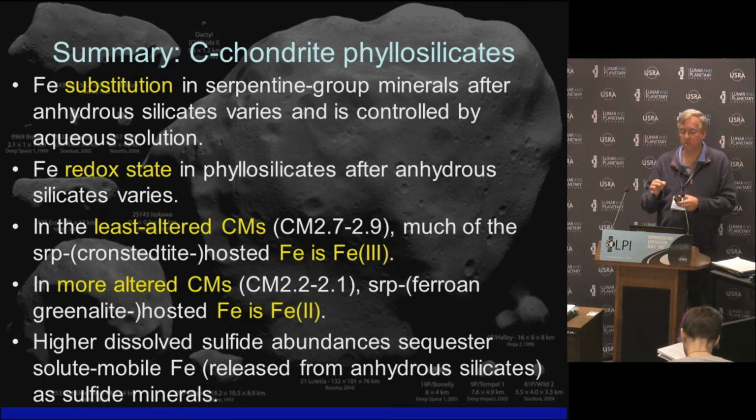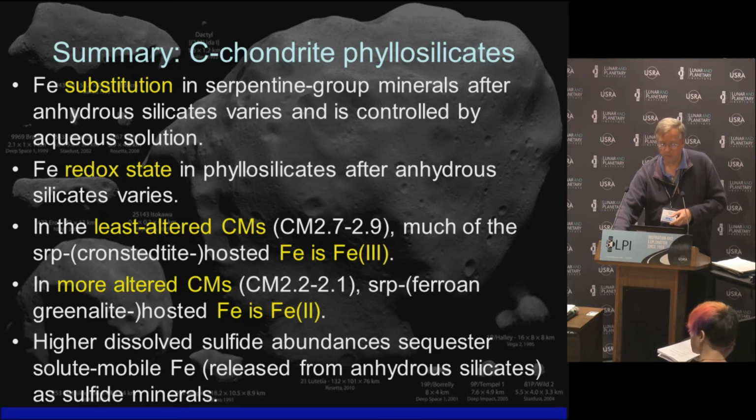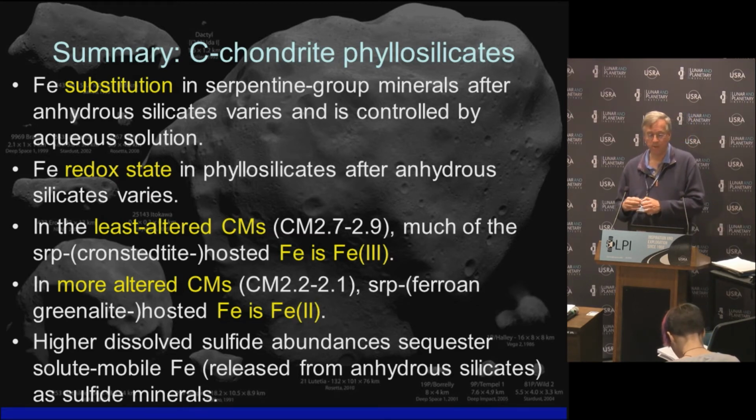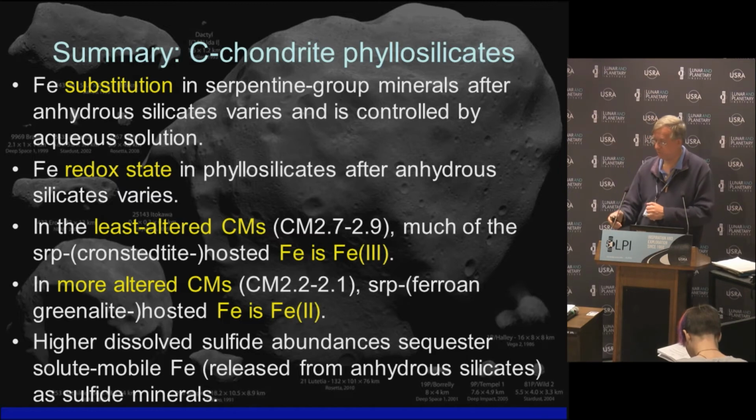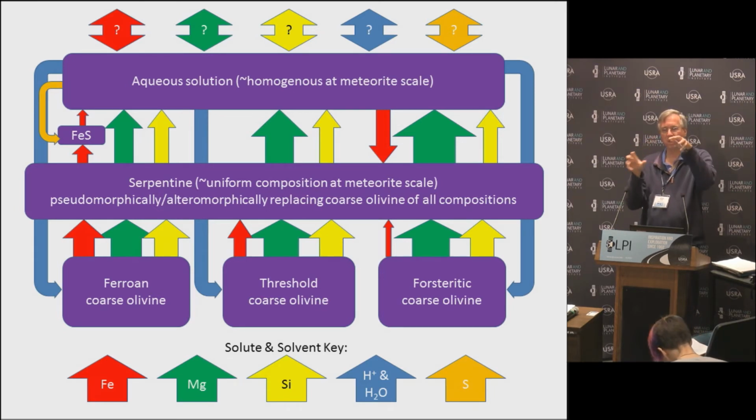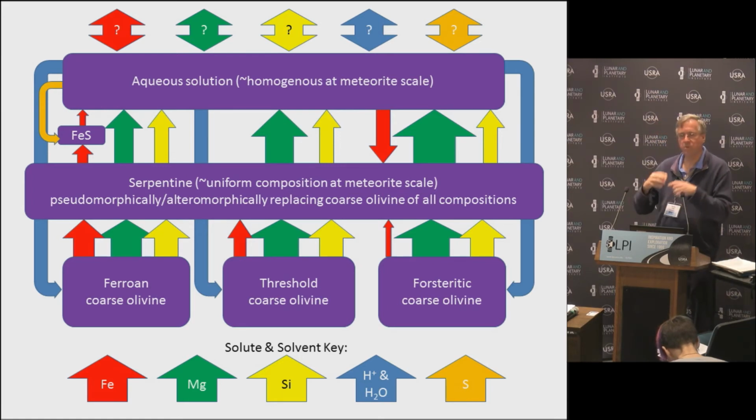Iron substitution in serpentine group minerals after anhydrosilicates varies, and it was controlled by the solution. The redox state varies among the different meteorites. The least altered ones have the most oxidized iron. The most altered ones are the most reduced. And there are interactions of the iron with the sulfide. And all of this is mediated by the fluid medium that is in between all of these little clasts and grains and chondrules and so forth, with species having to diffuse through the surrounding matrix in order to get from one place to the other. Thank you.